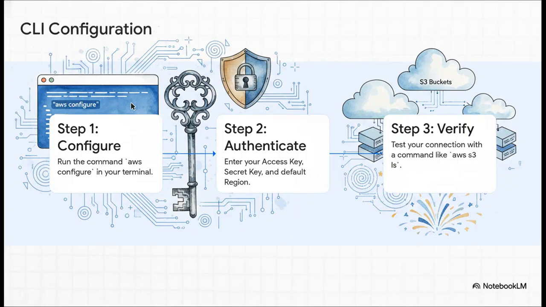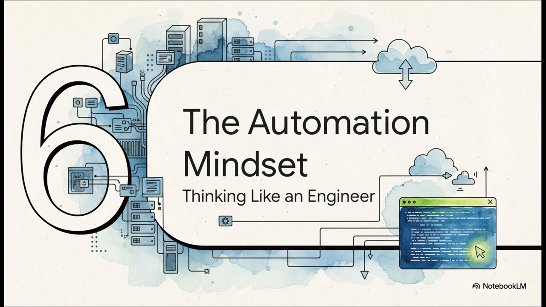Thankfully, setting it up is a really simple one-time thing. You just run the command aws configure. It'll ask you for your access key, your secret key, and a default region to work in. Once you pop those in, you can test it with a simple command like aws s3 ls to list your storage buckets. If you see a list of your buckets, you're in. It worked. And just like that, you have successfully talked to AWS entirely from your terminal. No web browser required. This right here, this is the foundation of the automation mindset.